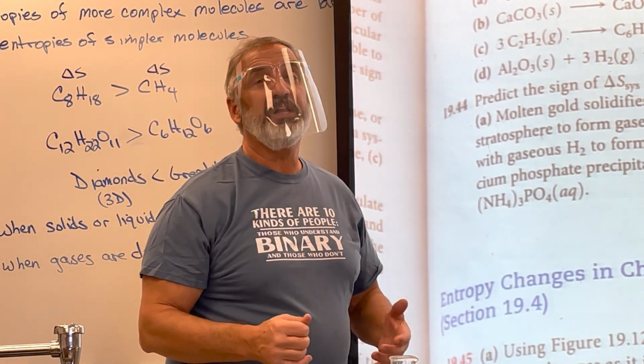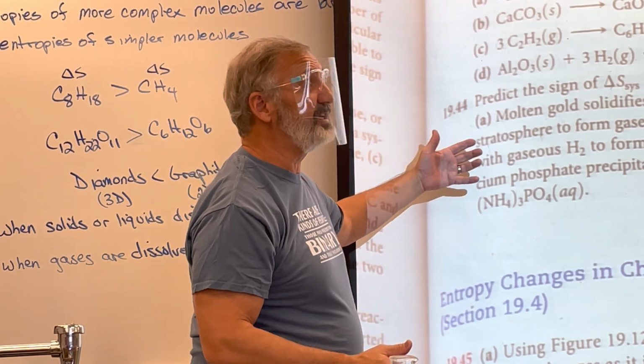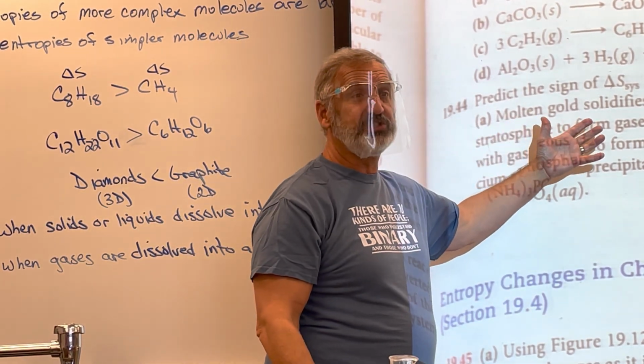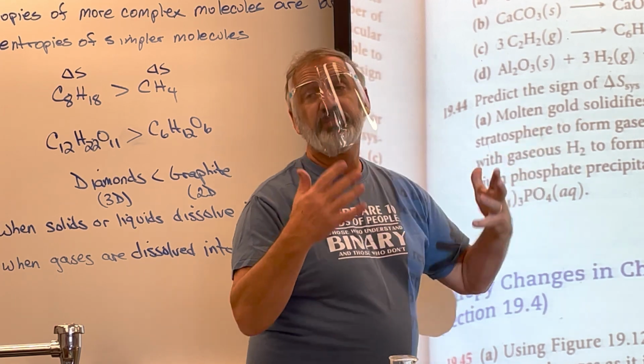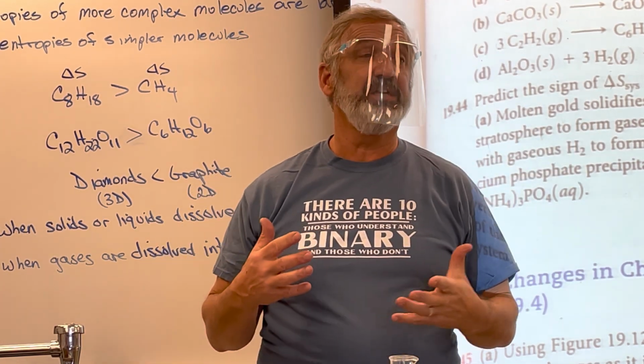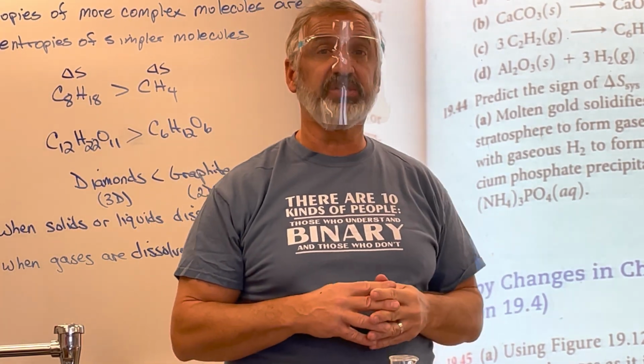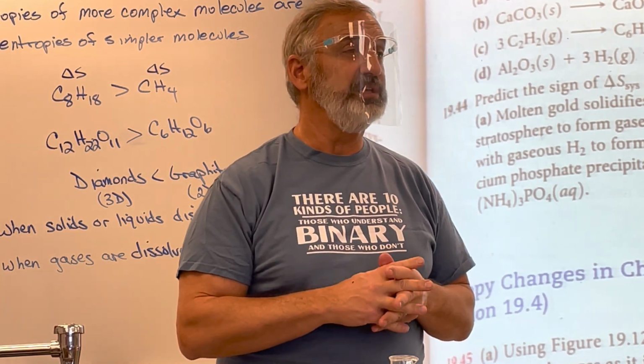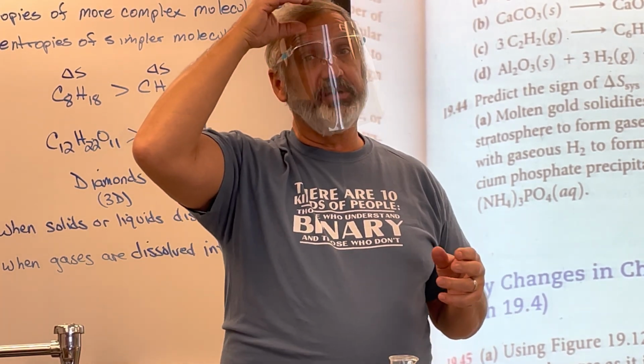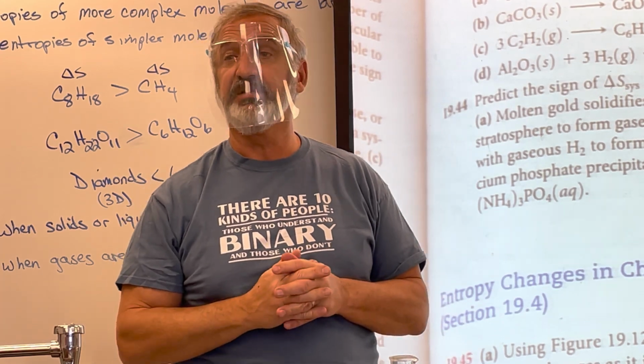Okay? So we're going to learn how to calculate entropy, delta S. It's going to be products minus reactants, just like delta H. And then we're going to talk on Monday about this thing called Gibbs free energy, pardon me, delta G, and see how that is the ultimate determiner of whether a reaction is going to occur or not. All right?